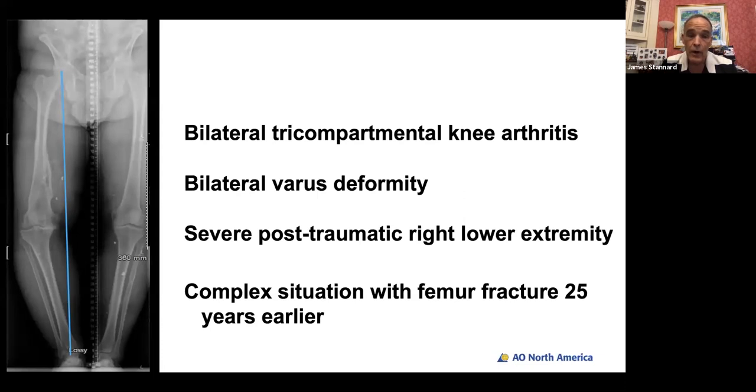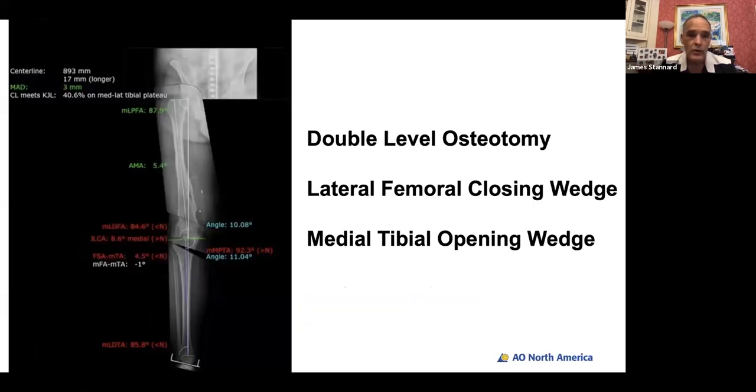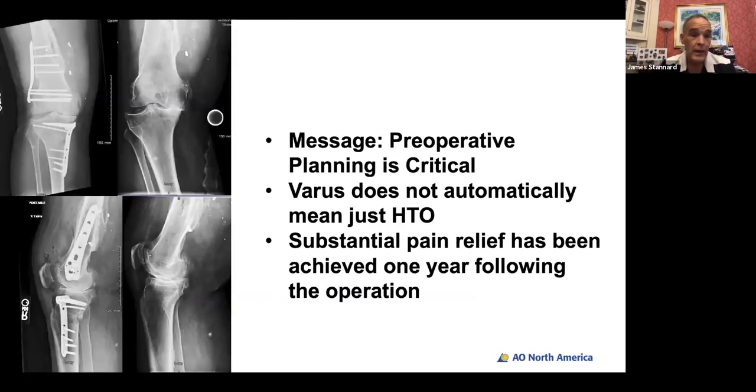You can see how far off he is there. It's really impressive. And this guy's active on this despite, so you've got to plan it. And this is one Mauricio and I worked on together. And in this case, to get him where he needs to be, it really requires a double level osteotomy, a lateral femoral closing wedge with a medial tibial opening wedge. And that's what it came to look like.